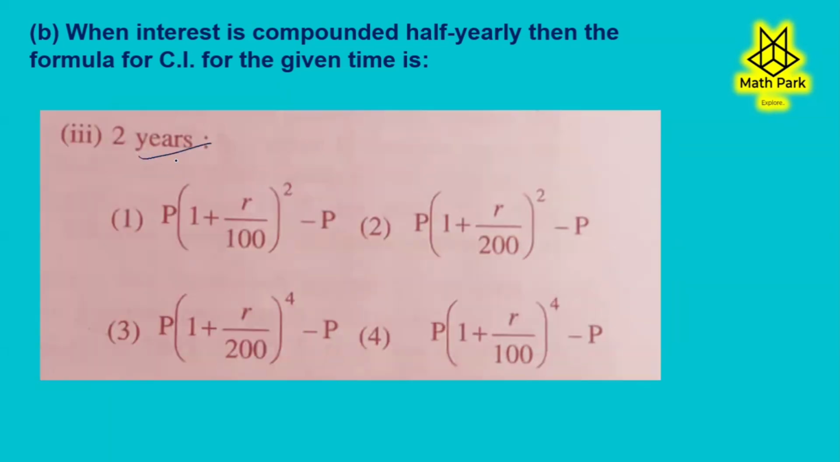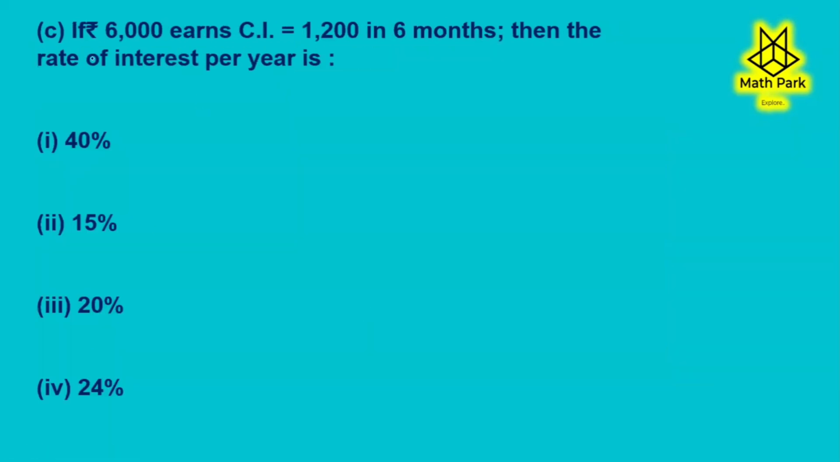When it is 2 years, then for half yearly, what will be the formula for compound interest? So when 2 years, again it is going to be 2n. So 2 times 2, that is how 4. So option 3 is the correct option, A minus B. Let's start with option C.